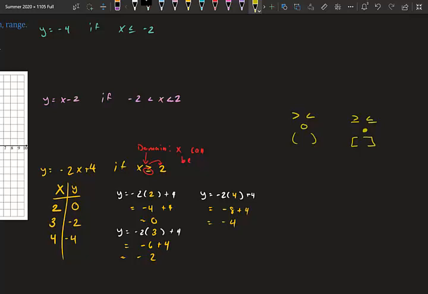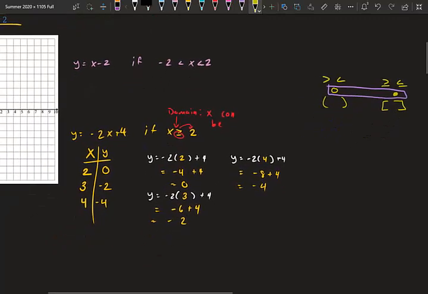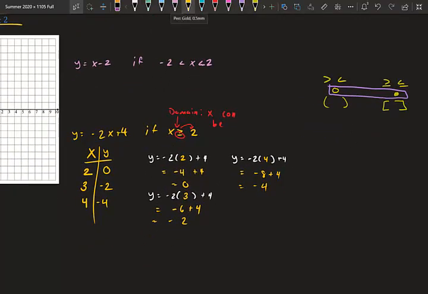So if there's no line underneath, it's an open circle, and we use parentheses. If there is a line underneath, we use a closed circle, and we use brackets. So we're actually going to talk about using open circles and closed circles on a graph. So we need to go back to our x's, and 2.